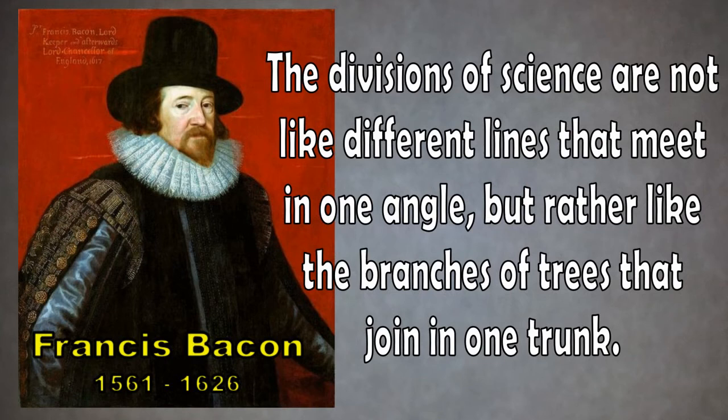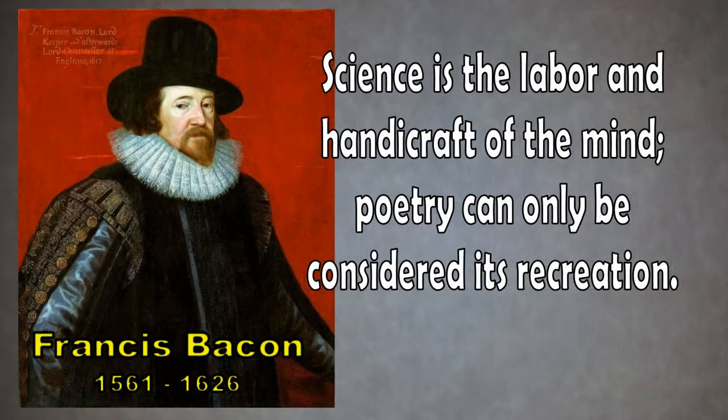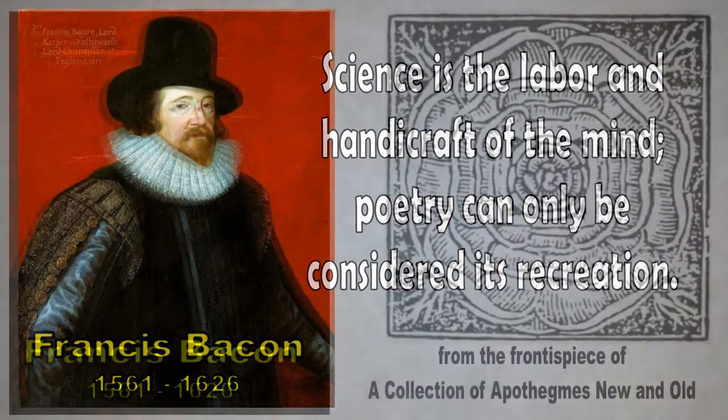"The divisions of science are not like different lines that meet in one angle, but rather like branches of trees that join in one trunk." Which is a good indicator as regards to the quadrivium, how these things all fold together. They're not separate lines, but, in the Hermetic philosophy, as above, so below, and the seven liberal arts, especially the quadrivium, they all merge together, they have a common source, and they're all joined together. This is a very important point throughout the videos I make, and especially in regards to Francis Bacon.